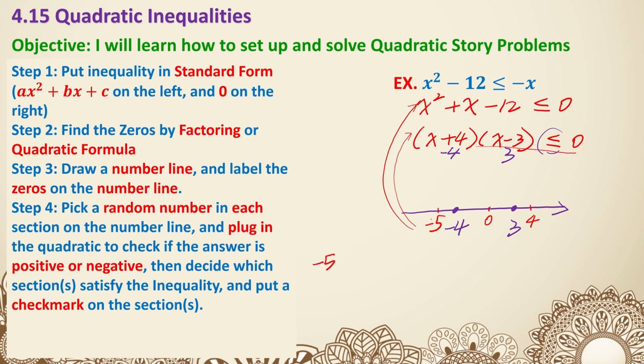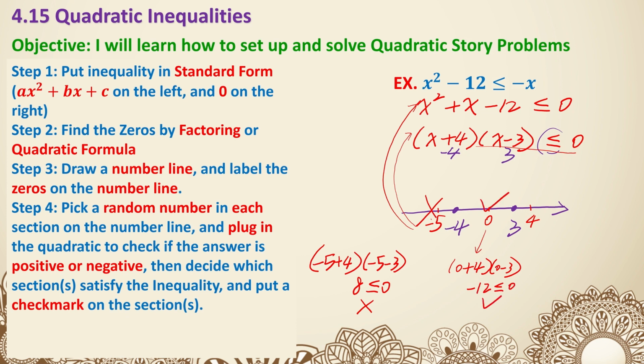I'm going to get negative 5 plus 4 times negative 5 minus 3. That is a negative 1 times a negative 8, which is a positive 8, less than or equal to 0. That does not work, so that means this section does not work. Next, for 0, 0 plus 4 times 0 minus 3, that is a 4 times negative 3, which is a negative 12, is less than or equal to 0, and that actually works. So this is a check mark.